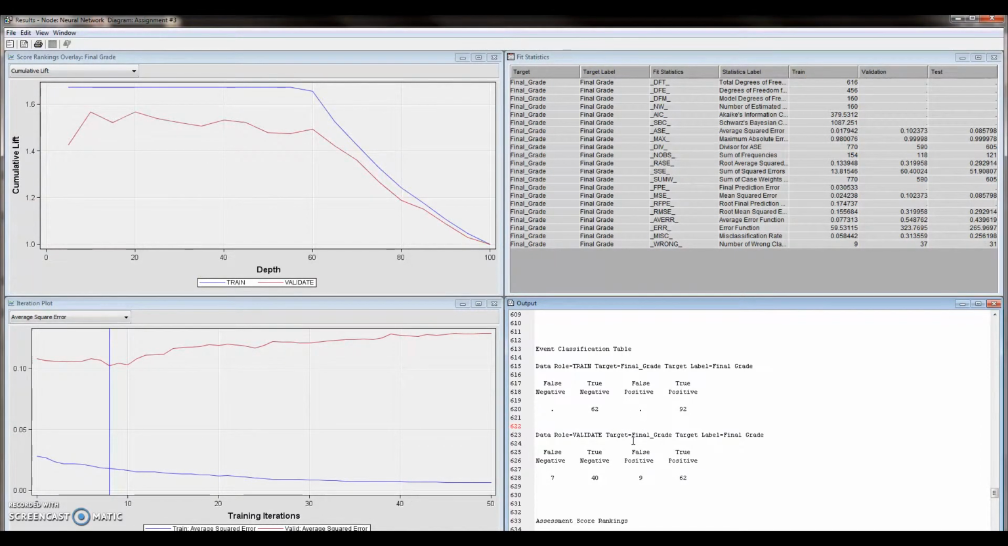Moving on to the validation data set, we have a slightly different result, some minor misclassifications. But of the 69 true positive, which is combining the number of true positives and false negatives, 62 out of the 69 were identified correctly. And then same thing for true negatives, 40 of the 49, combining true negative and false positive, were identified correctly.